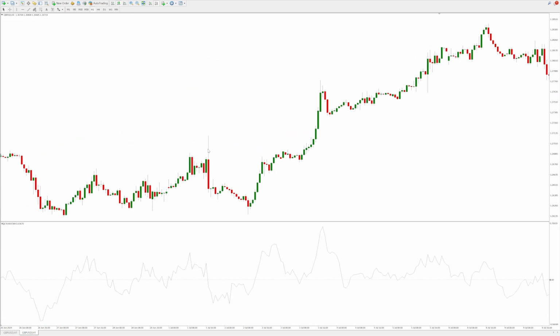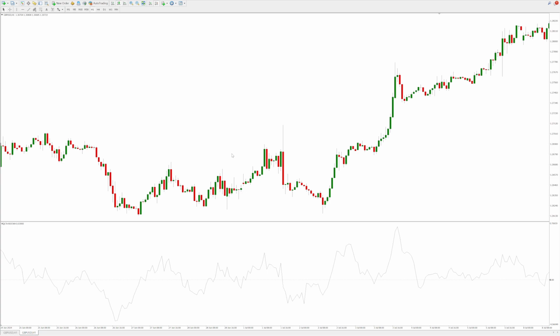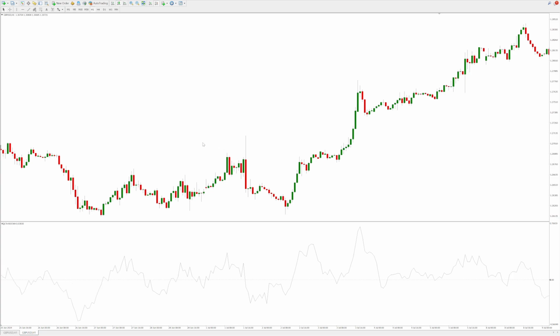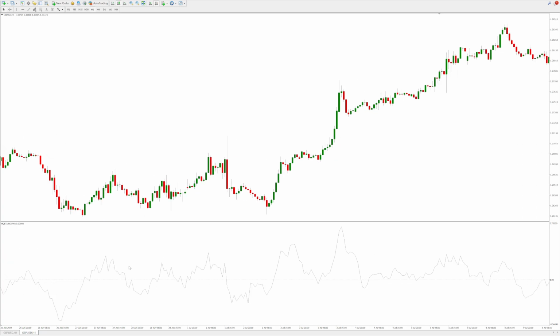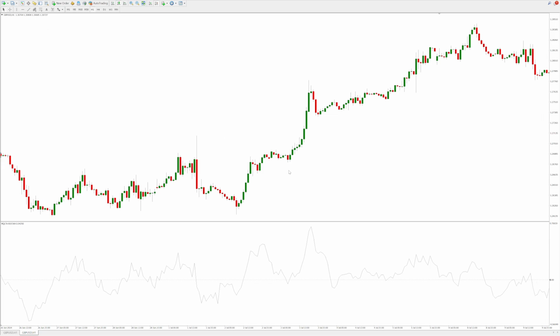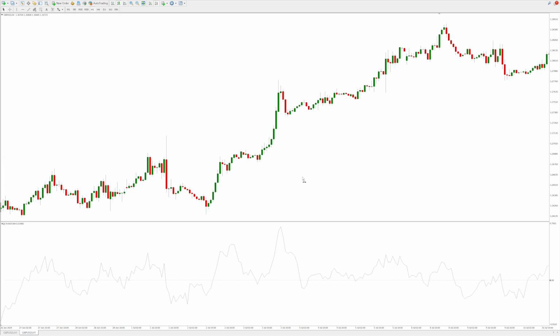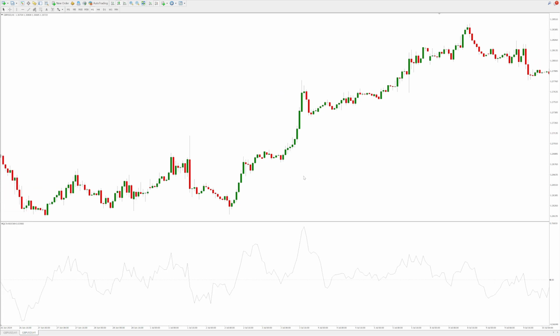Okay, so the rate of change indicator is a momentum based indicator to indicate the direction of the trend and the strength of the trend. Here you can see the rate of change indicator attached to my pound dollar 1 hour chart. This is the MT4 platform. I downloaded a free rate of change indicator that does give alerts and notifications via email, SMS and platform pop-ups.